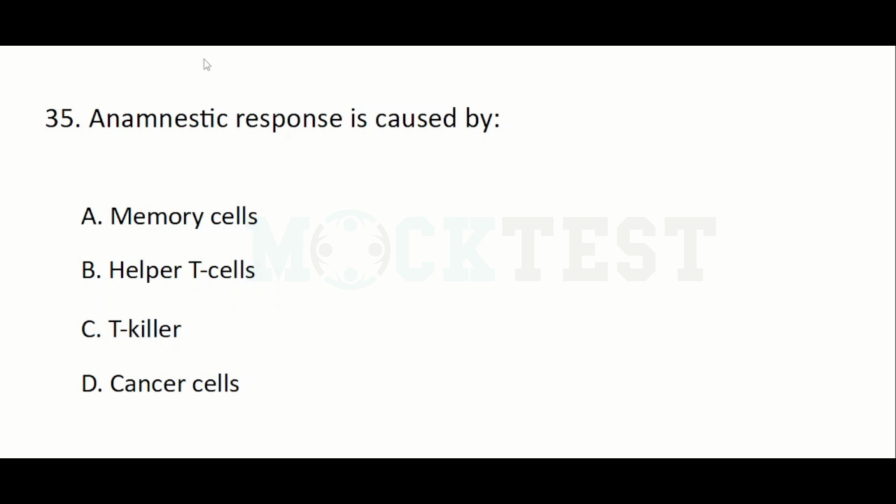Anamnestic response is caused by option A, memory cells. Option B, helper T cells. Option C, T killer. Option D, cancer cells. Anamnestic response is caused by option A, memory cells.